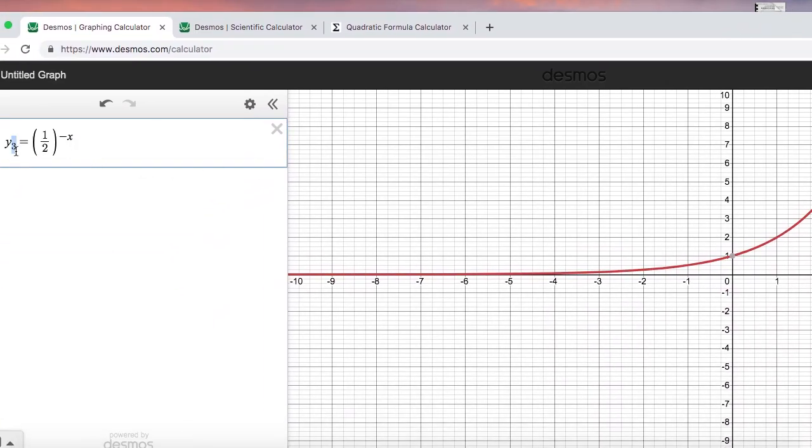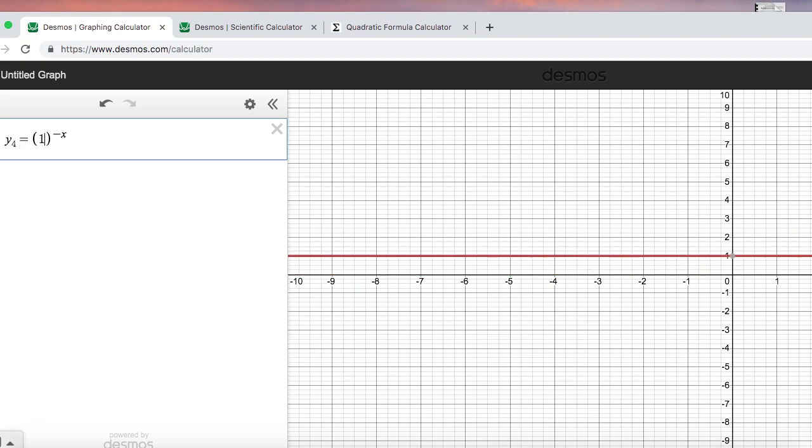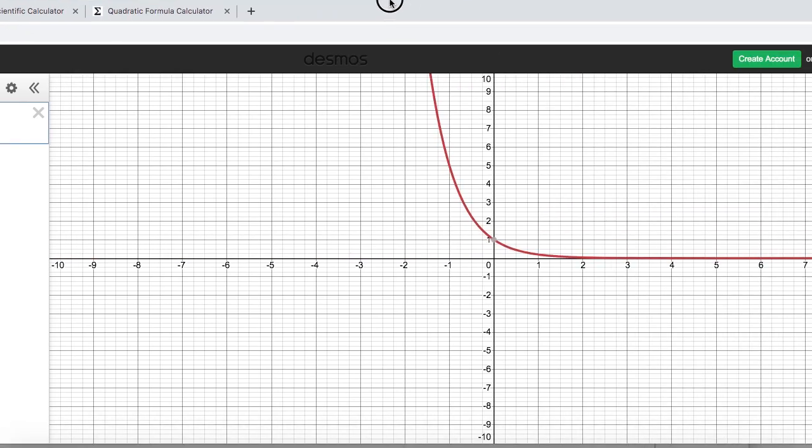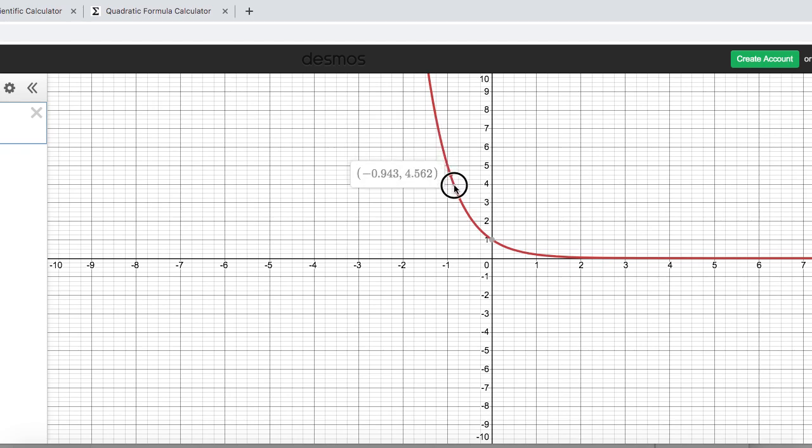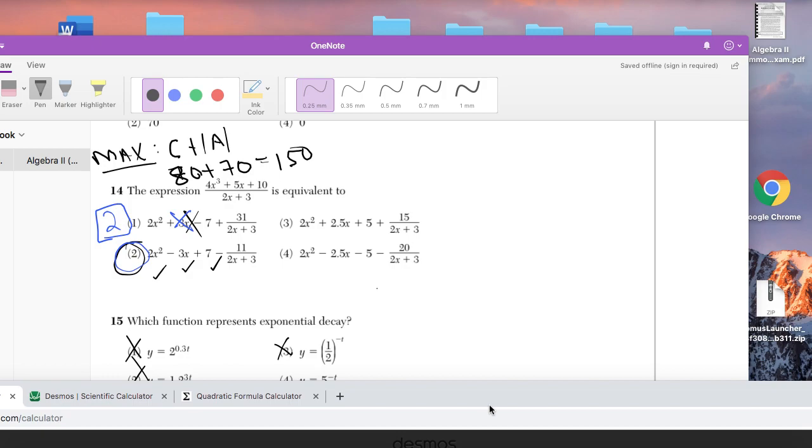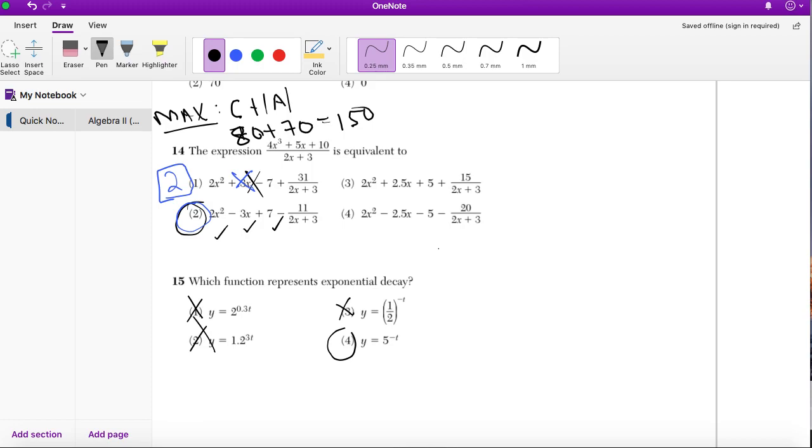So if I do y4 equals 5 to the negative x, that's a decreasing function. It's decaying. As x goes up, y goes down. All right. There were other ways you could manipulate the exponents to get this as well, but I won't do that right now. Our answer is choice 4.